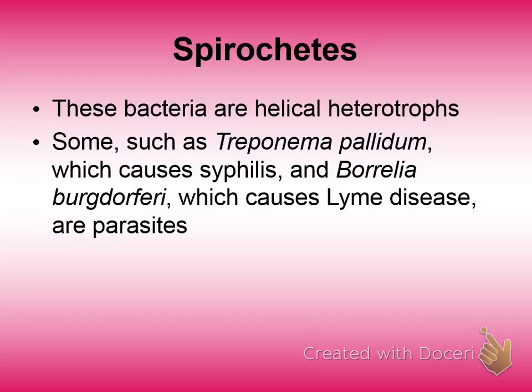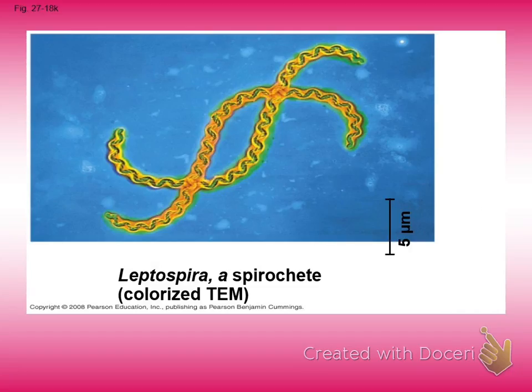Borrelia burgdorferi, Lyme disease. These are parasites. Now, Lyme disease, where do we get Lyme disease from? Ticks. What kind of ticks? Deer ticks. What's the difference between a regular tick and a deer tick? Anybody know? Size. Which one's smaller? Deer. Okay.